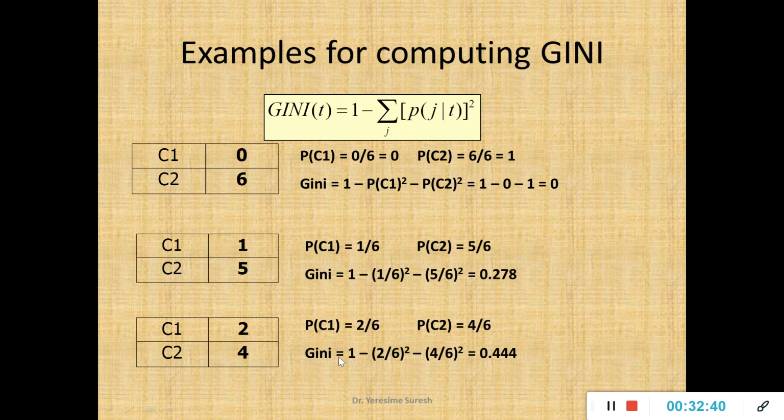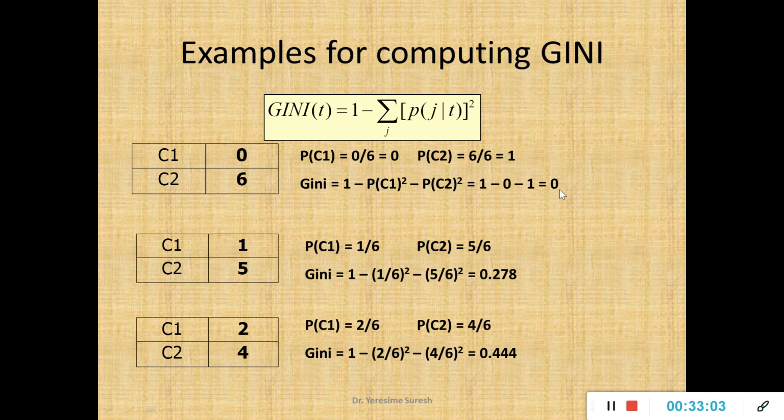Similarly, for the third example, Gini index is 1 minus the number of instances for class 1, which is 2. I have written 2 here. The total number of instances combining class 1 and class 2, 2 plus 4, is 6. So 1 minus (2 by 6) whole square, minus class 2, which has 4 instances. 4 divided by the total number of instances combining C1 and C2, 2 plus 4 is 6. So (4 divided by 6) whole square, I have found 0.44.